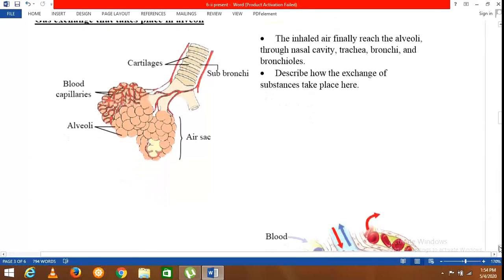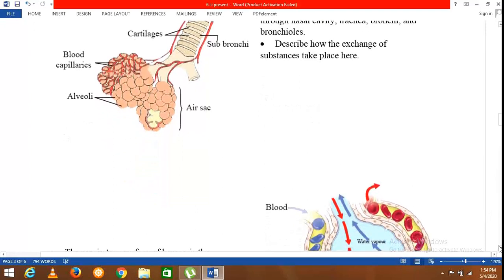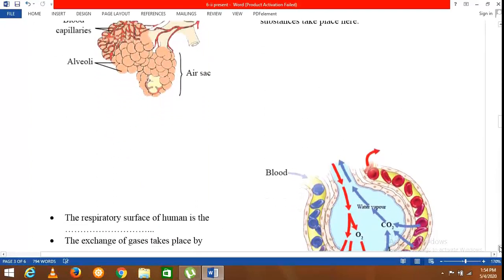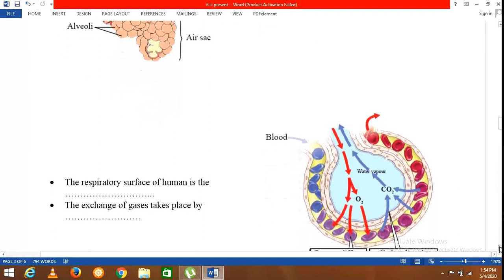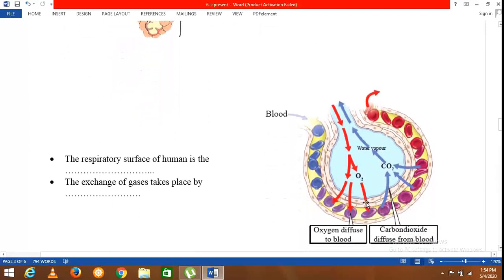We move on to this diagram. It shows how the exchange of gases takes place in an alveolus. The respiratory surface of the human is the alveolar wall. So here you are shown the alveolar wall, and you can see it is a single layer of cells and it is a thin membrane. So it is the respiratory surface of man, alveolar wall. And here you are shown the wall of the blood capillary.